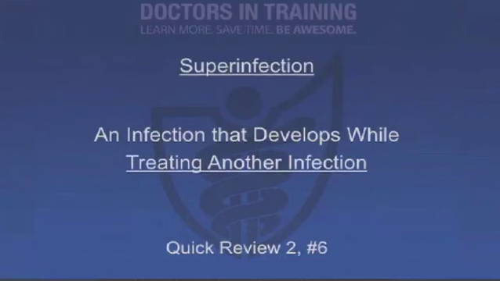What is a super infection? So is this an infection that's just more impressive than all other infections? Well, not really. So a super infection is an infection that develops while treating another infection. So let's go over an example. So our extended spectrum penicillins that we use all the time, our amoxicillin or ampicillin, will kill normal endogenous gut flora while allowing other bacteria to overgrow in the area.